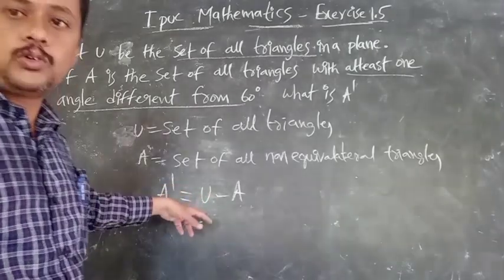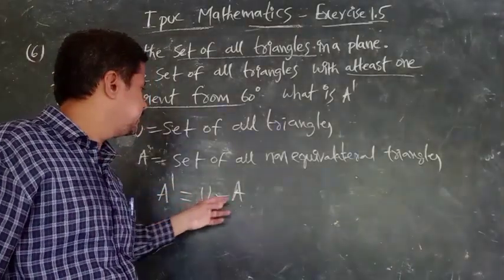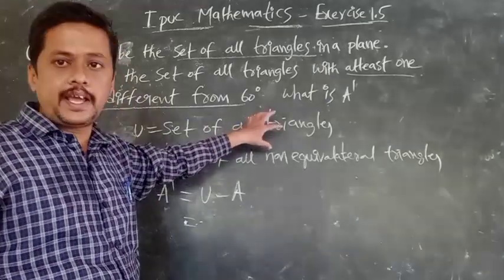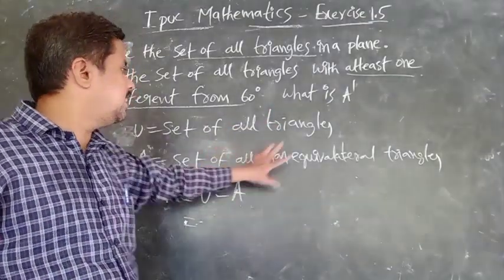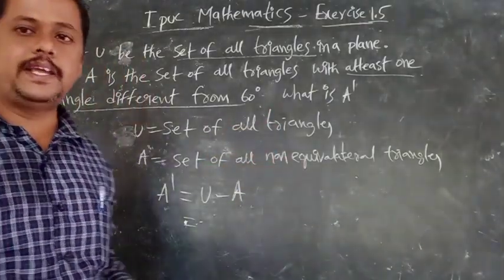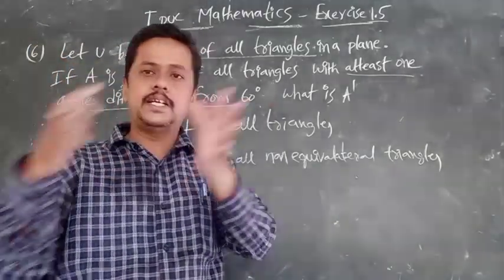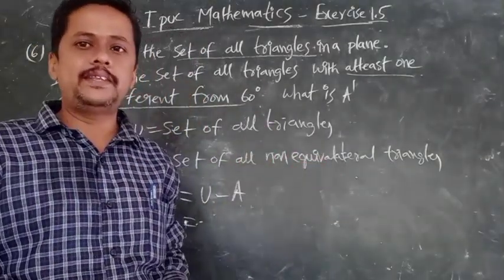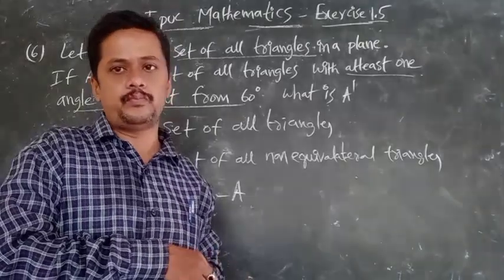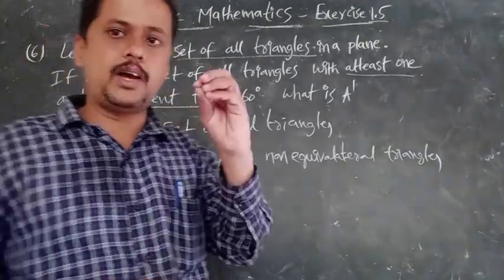A dash is equal to U minus A. So the set of triangles minus the set of all non-equilateral triangles means removing all the non-equilateral triangles from the set of triangles. What is the remaining thing? Equilateral triangles. Okay? For example, I will give one reason.